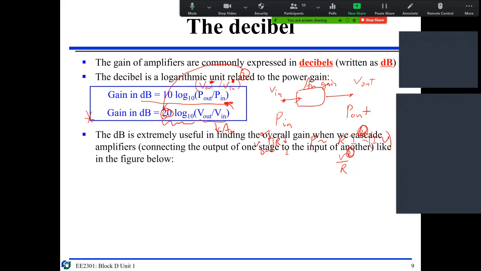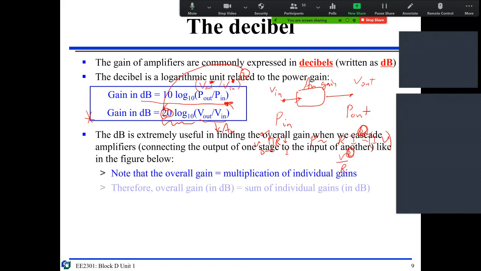So it's extremely useful. Why? When you have amplifiers cascaded by other amplifiers, these amplifiers multiply together. But the gain in dB turns multiplication into summation. The overall gain is the multiplication of the individual gains, but in dB it becomes a summation, which is easier than doing multiplication. Make sense? That's why we need dB.